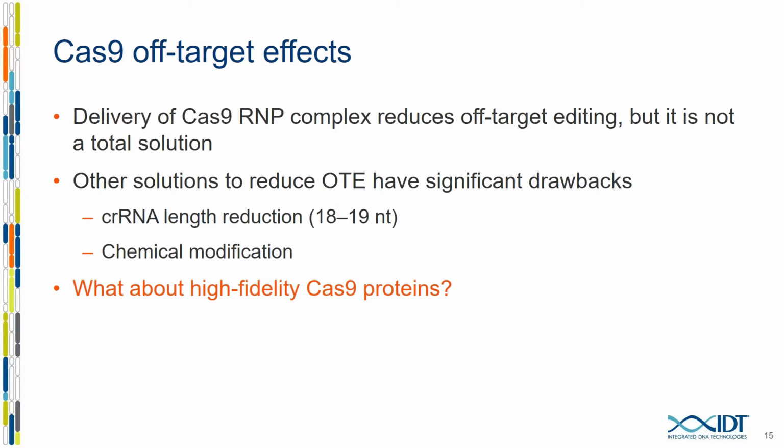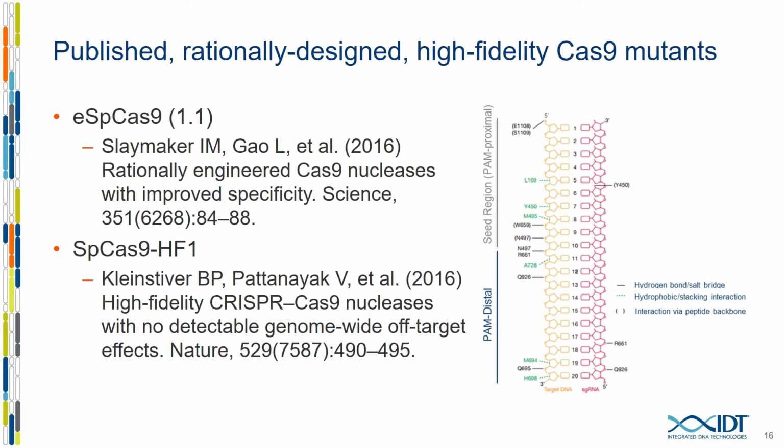Finally, one of the things that has come out is the notion of mutant Cas9 proteins that are so-called high-fidelity Cas9s. And these are two of what I think are approximately 5 mutants present in the literature right now. The ESP-Cas9 1.1 protein from Feng Zhang's lab and the SP-Cas9HF1 from Keith Joung's lab. These were fantastic studies where they looked at the crystal structure of Cas9 and tried to rationally engineer alanine substitutions that would reduce the affinity for off-target sites and hopefully not for the on-target site.